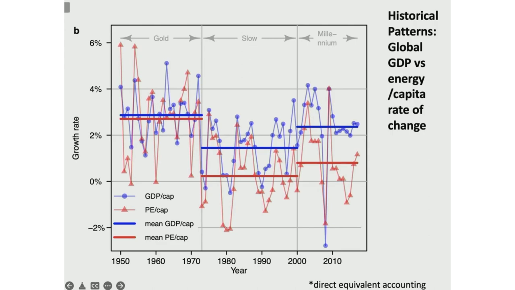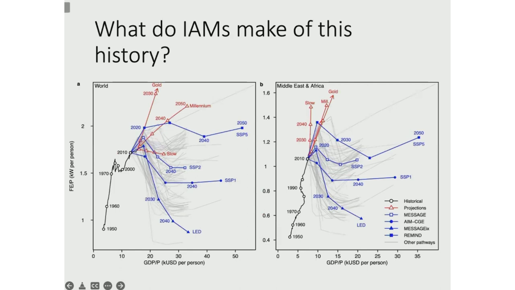So what do IAMs make of this history? Well, here you see one graph from the paper about future scenarios and my attempt to compare them with historical patterns, and with an extrapolation of these historical patterns, which you see in red, based on the correlations of different historical periods, starting in the year 2018, which is what I had data on when this was going to press. But basically all these gray spaghettis and those blue lines are the 1.5 degree scenarios from the 1.5 degree Celsius report from 2018.